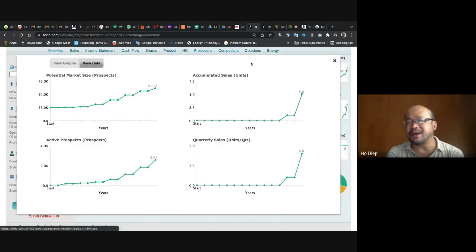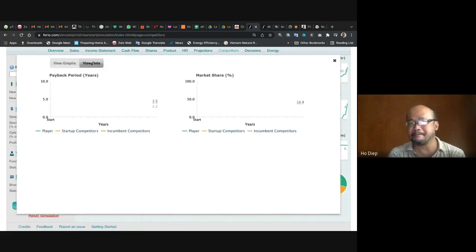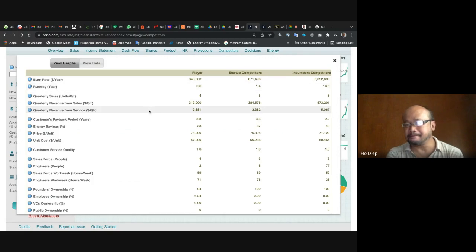Let's check our competitors, see how we compare. Our equipment is getting worse and worse than our competitors'. Their payback is 3.3 years, while our payback is 3.8 years. So our equipment is worse, but not only that, our competitors are selling their equipment at a lower price than us. So we need to be able to compete with them somehow.